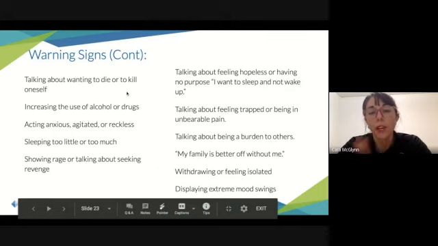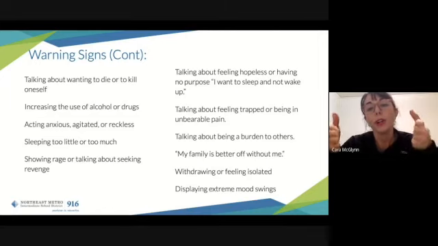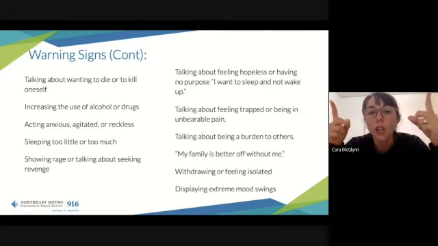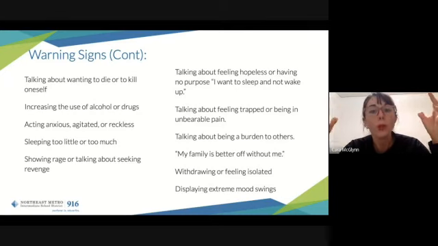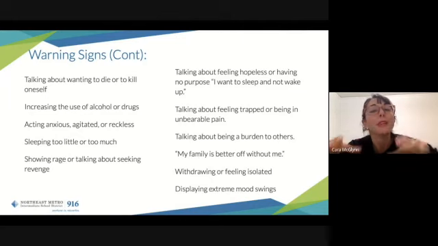The things that I mentioned a couple of slides ago, about just things to be aware of, are situations where you can pause, maybe take some time to see how the behavior goes for a week or two, and consult with other folks. However, if you are experiencing big behaviors on this slide, specifically talking about wanting to die or kill themselves, or talking about feeling hopelessness and having no purpose, or saying things like my family is better off without me, those are major red flags that need to be intervened on right away.